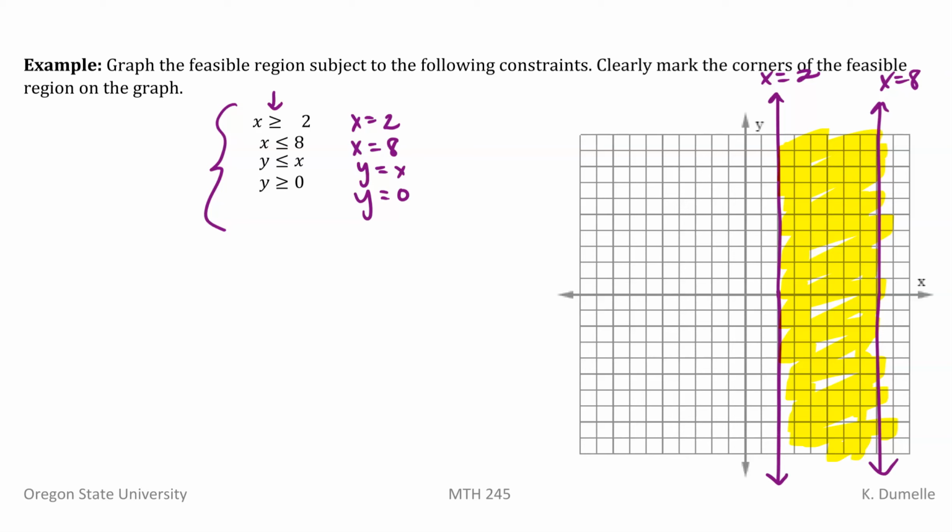The next line we have to graph is y equals x. This is a line with a slope of 1 and a y-intercept that goes through the origin at 0, 0. So there's our origin and our slope is 1. I'll just mark all these points and then draw a straight line through it. And it goes down this way as well. And that's the line y equals x.